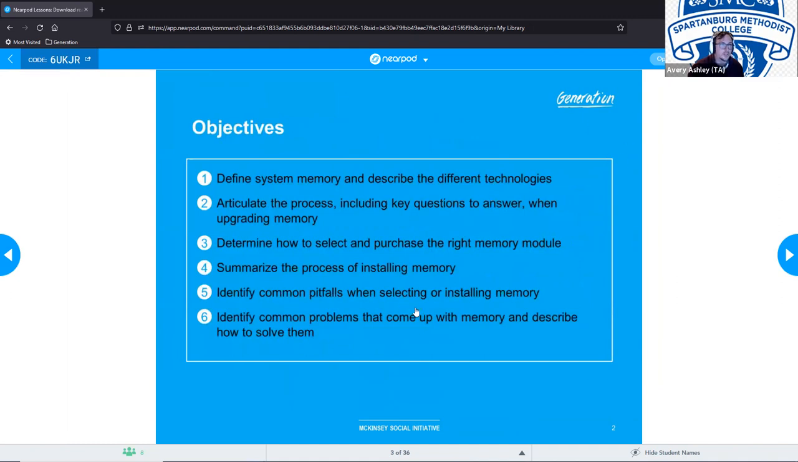So our objectives are going to be to define system memory and describe the different technologies. We're going to articulate the process, including key questions to answer when upgrading memory. We are going to determine how to select and purchase the right memory module. We will summarize the process of installing memory. We will identify common pitfalls when selecting or installing that memory, and identify common problems that come up with memory and describe how to solve them.